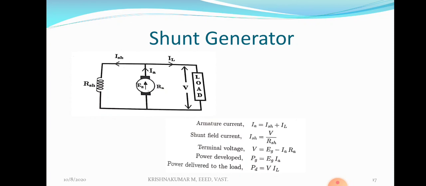One important thing you have to note is that the current flowing through the armature is split into two sections. A section of the current is flowing through the shunt field, denoted as ISH, and the rest of the current is flowing through the load, denoted as IL. Therefore, IA is equal to ISH plus IL. These are the fundamental equations in connection with the shunt generator.